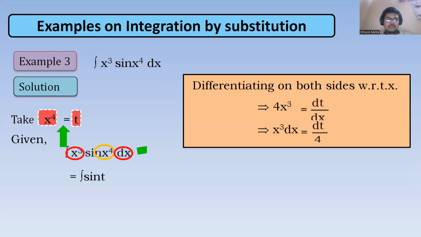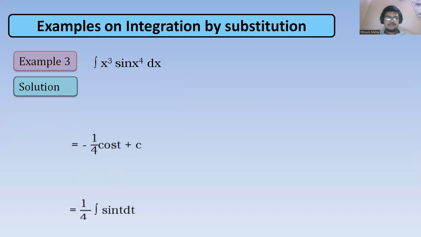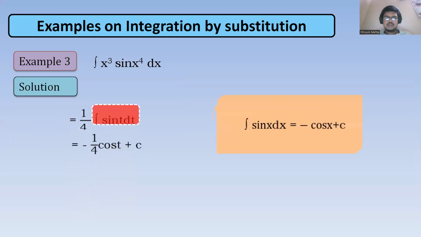So are you guys getting 1 by 4 integration sine t? Integration sine t is minus cos t, Arush. Yeah. So minus 1 by 4 cos t should be your answer. Just replace t with x raised to 4.